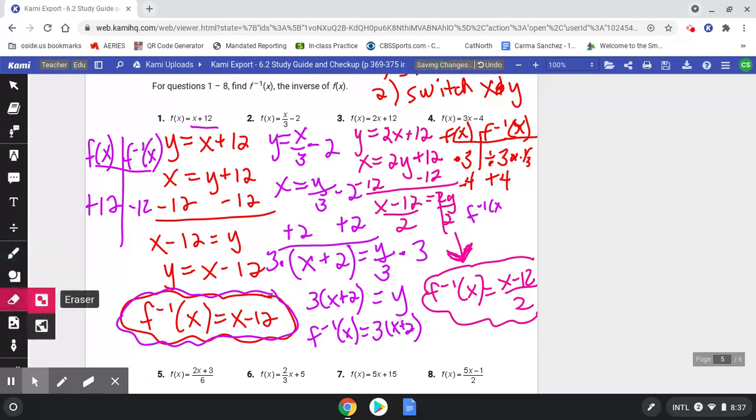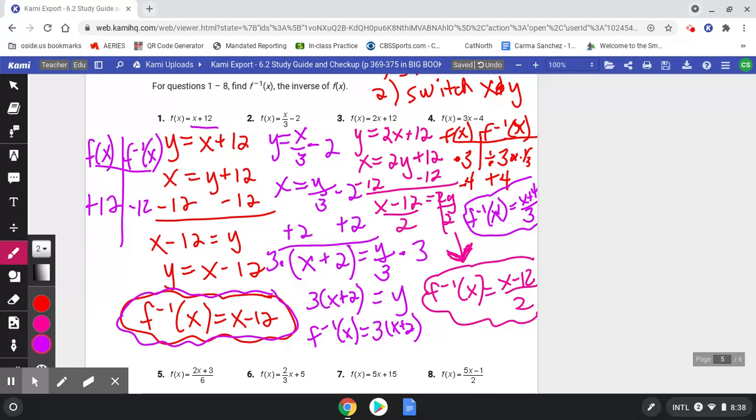Hang on, I'm running out of space here, everybody. F of -1 of x equals x plus 4 divided by 3.